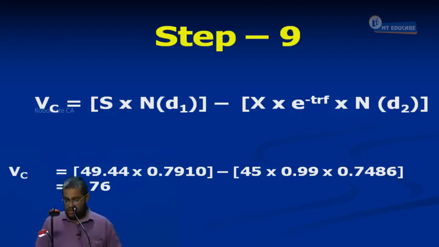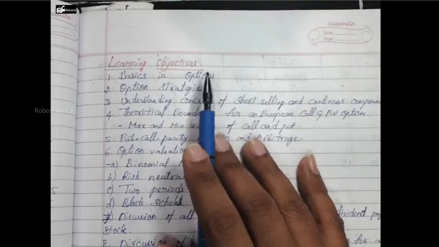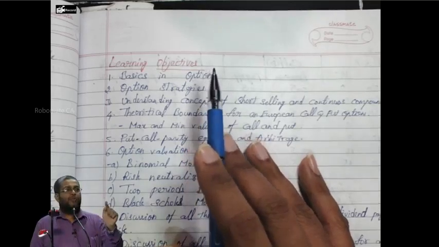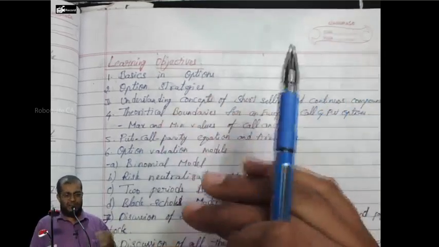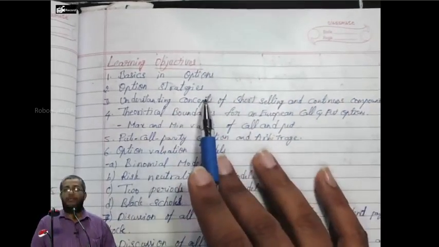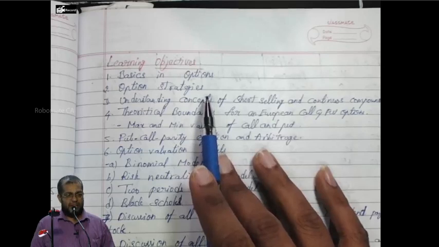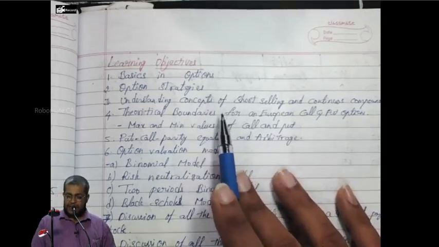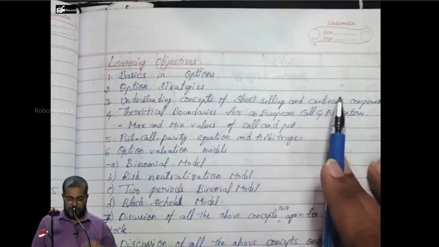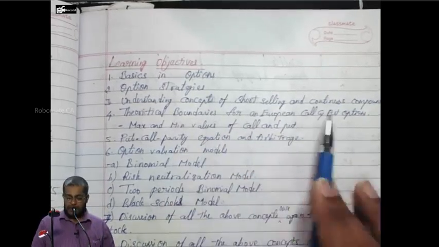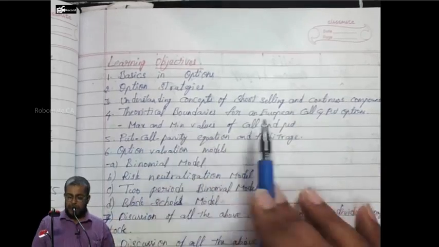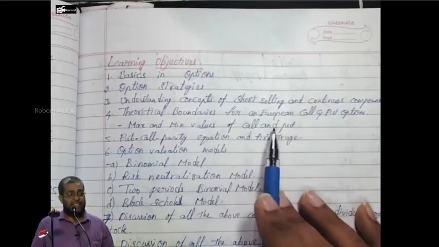Please, stop talking. We had the target of discussing all these issues. Just know the milestones covered and what is left in this chapter. Basics in options, we did, yes or no. In that one more problem is pending, question number 7. We can do it quickly next class. Option strategies like spreads, straddle, etc. have been discussed, right or not? Understanding the concept of short selling and continuous compounding is over. Next is theoretical boundaries of call and put option, that is maximum and minimum value, along with the arbitrage, which has been discussed, right or not?